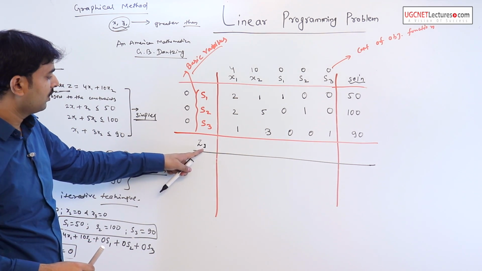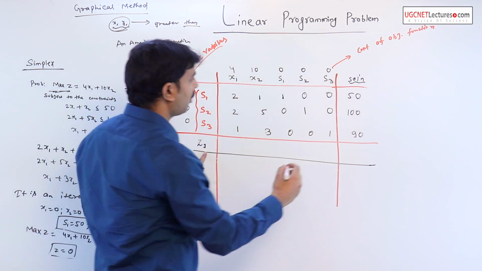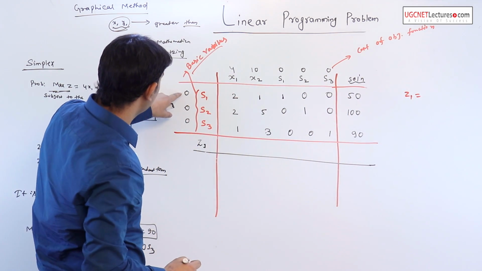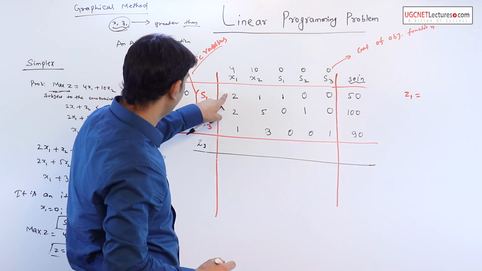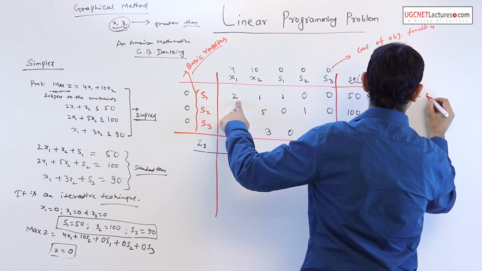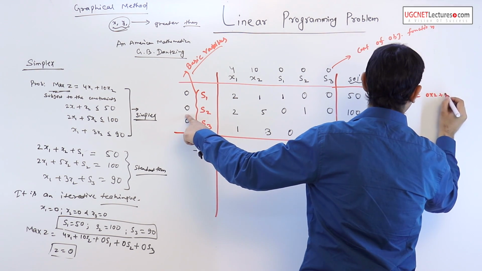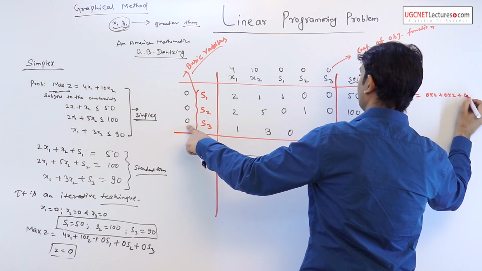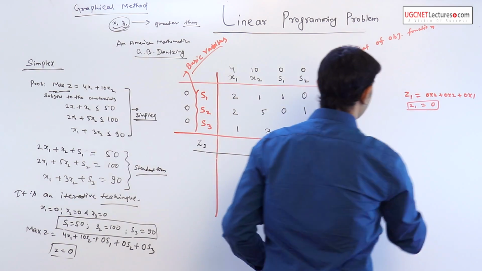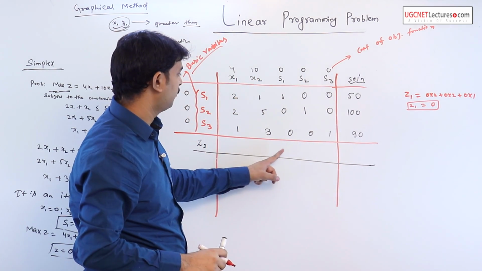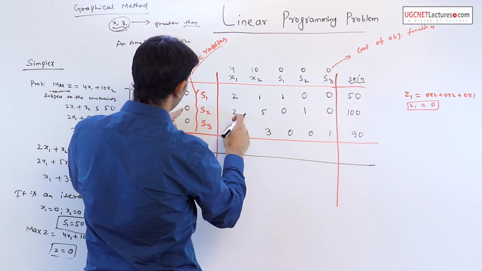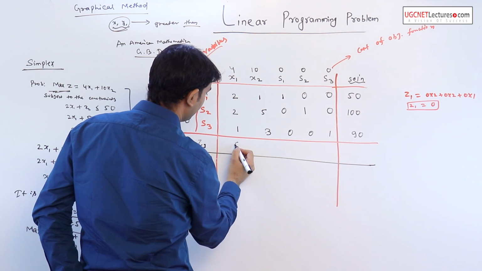Z is a dot product of, suppose Z1, it's a dot product of 0, 0, 0 to this column. Means the first 0 into 2 plus 0 into 2 plus 0 into 1. So it is 0. Similarly, for finding another column, we have to dot product this to this plus this to this plus this to this and write here. So it is 0.